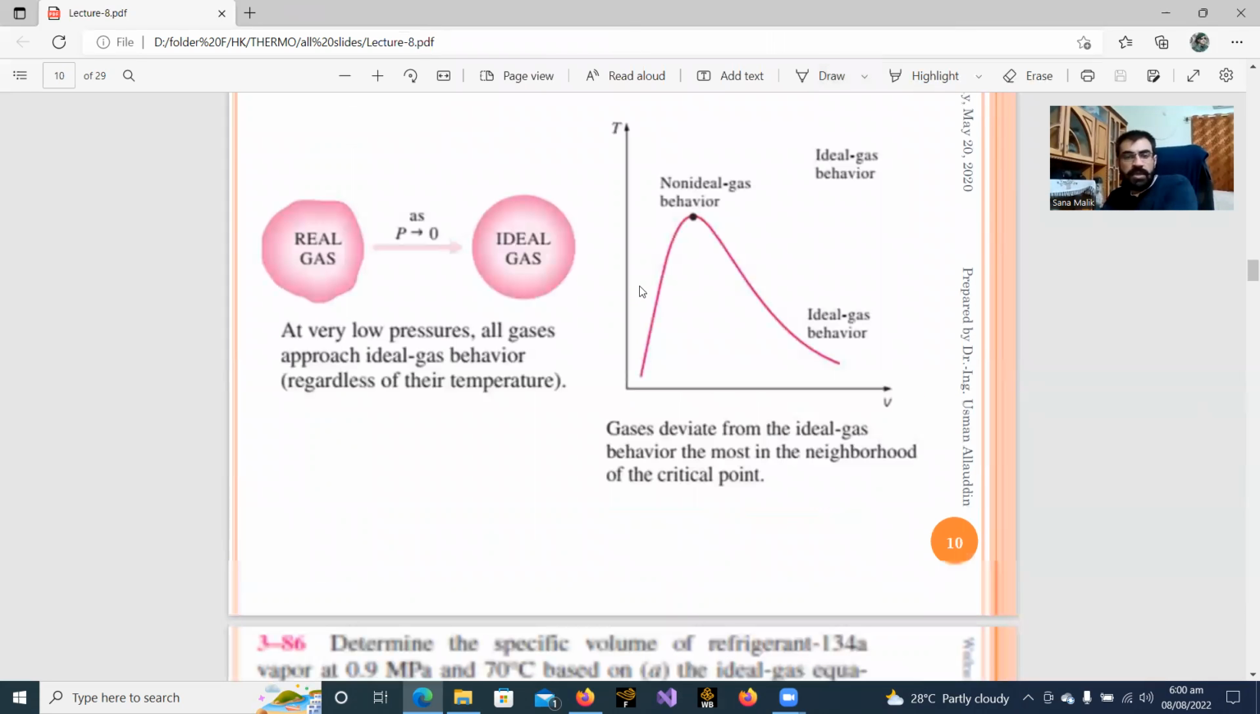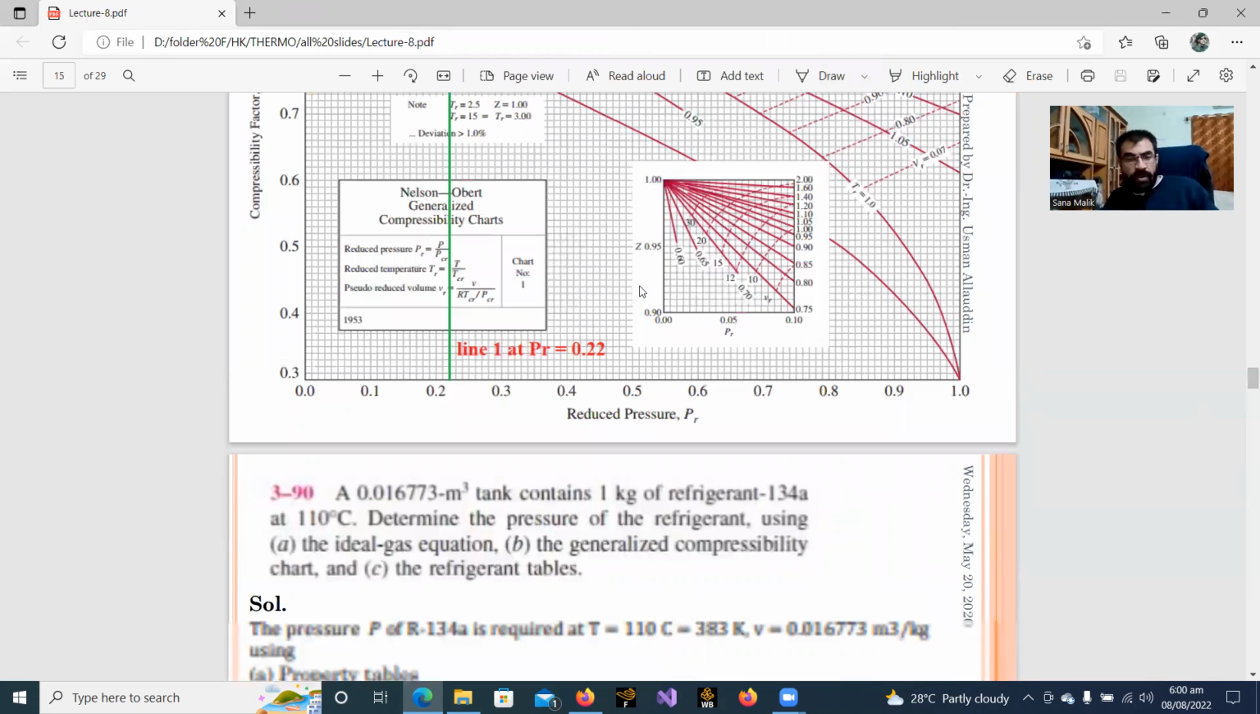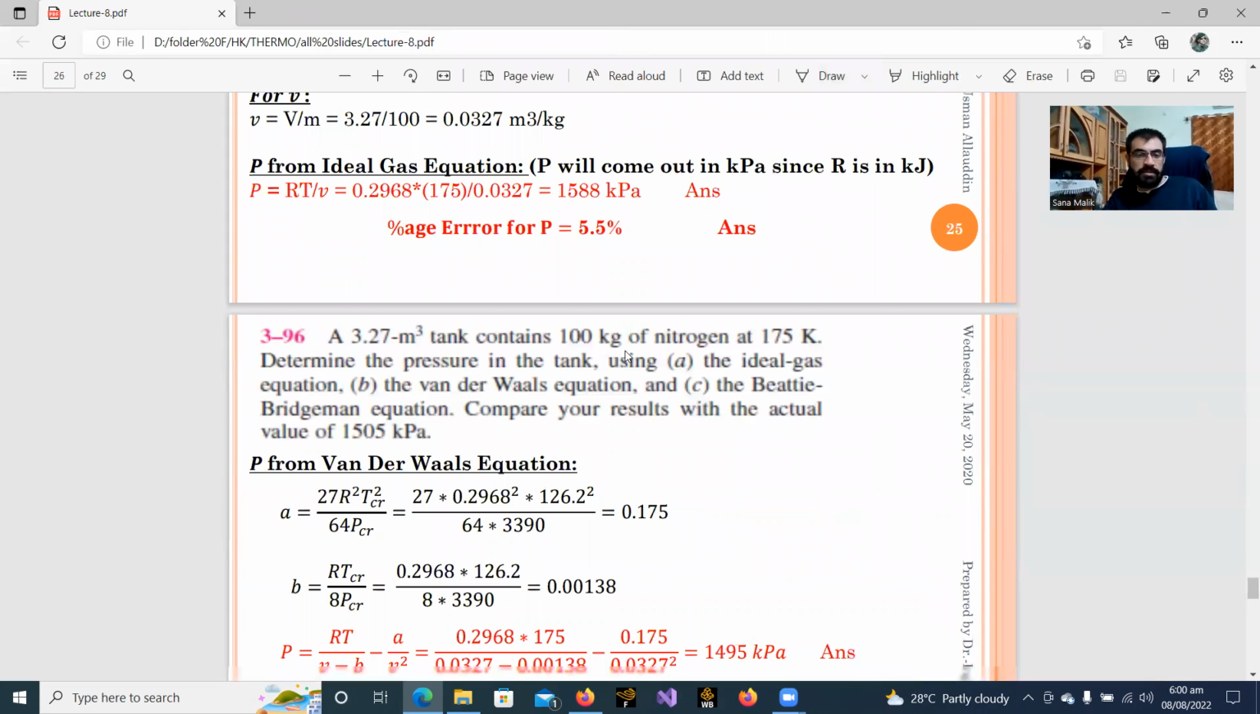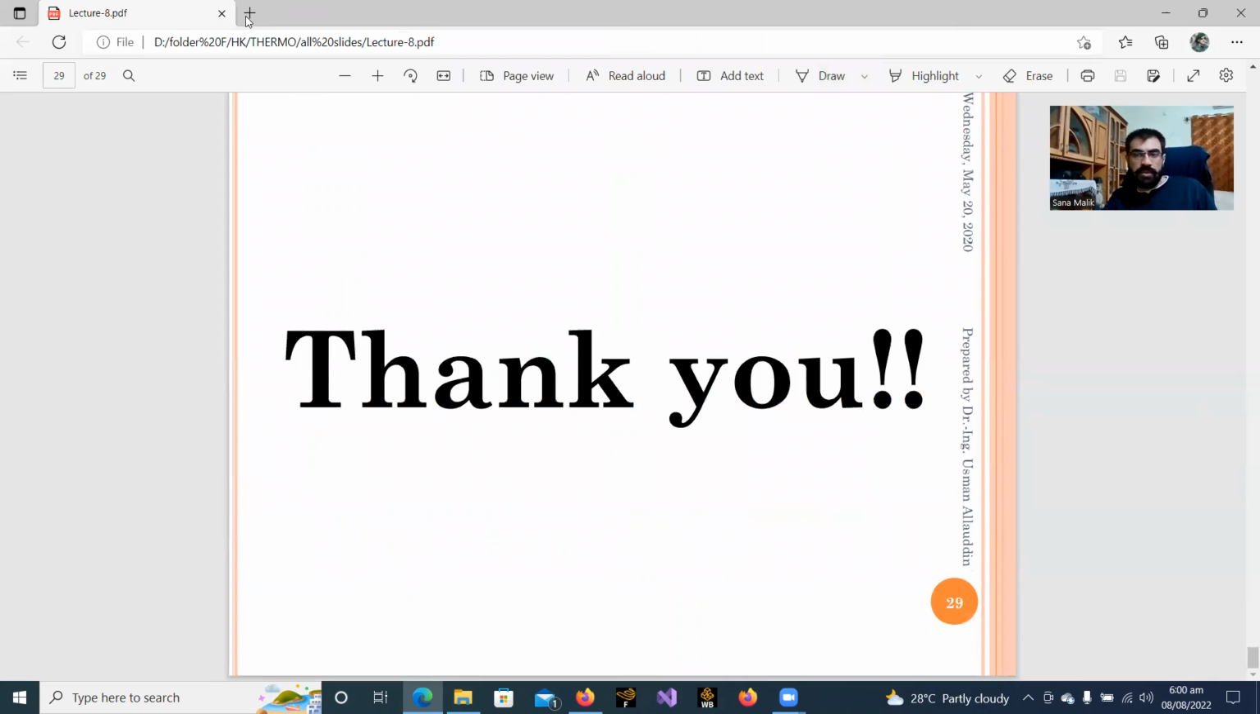So this is basically the same concept given in the previous slides, same slide as well. So yeah, this was it.